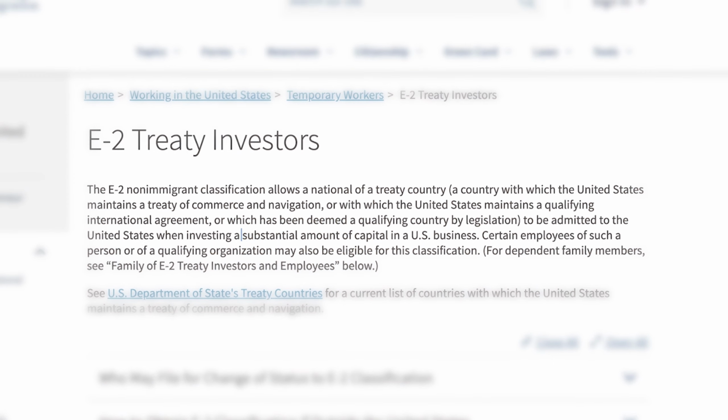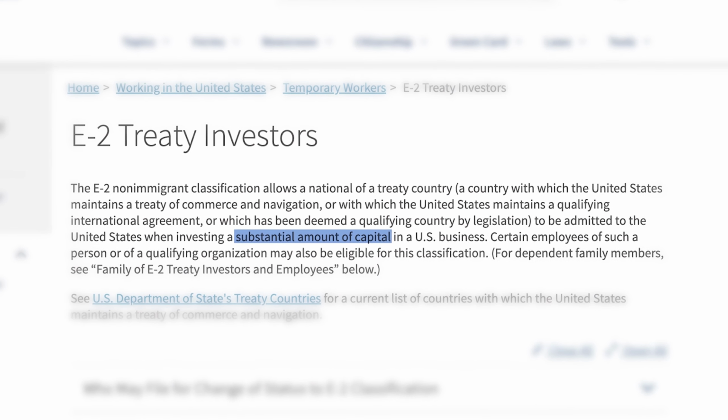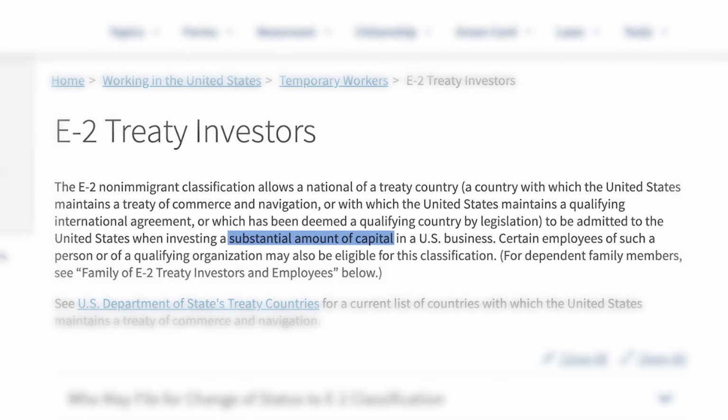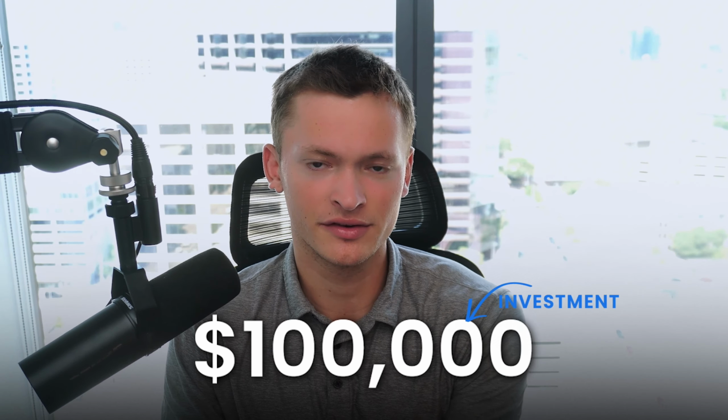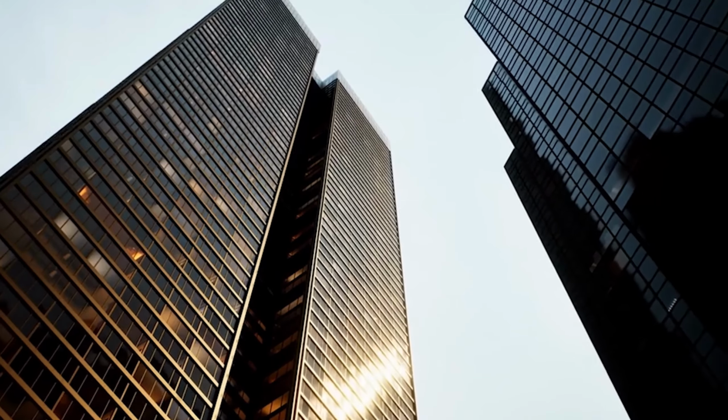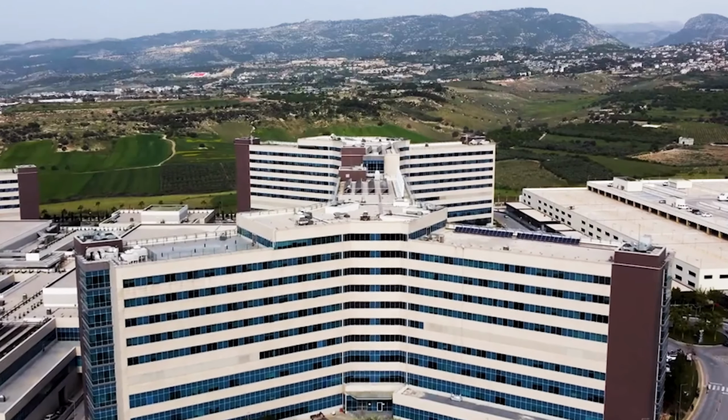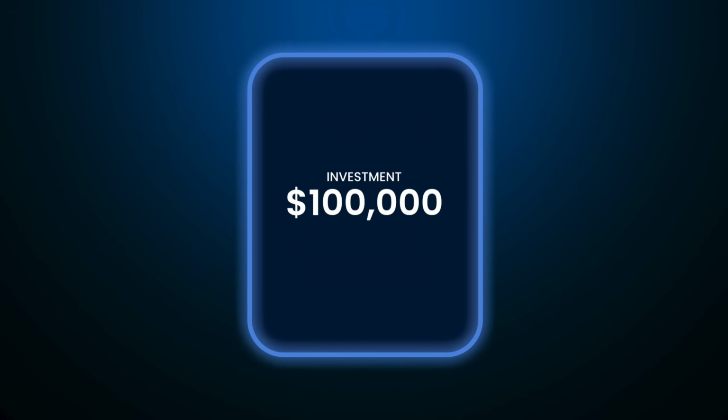Now, notice how it says substantial amount of capital. Notice how there's no number next to that. Generally, what we've seen to virtually guarantee your case is that you have to invest at least $80,000 to $100,000 into a US-based business. Now, keep in mind that if you want to start a huge company or start a hospital and you only invest $100,000, you are going to get denied.